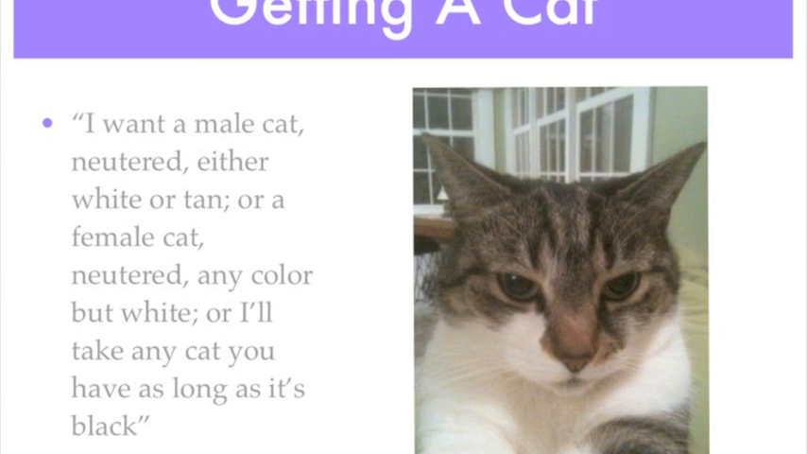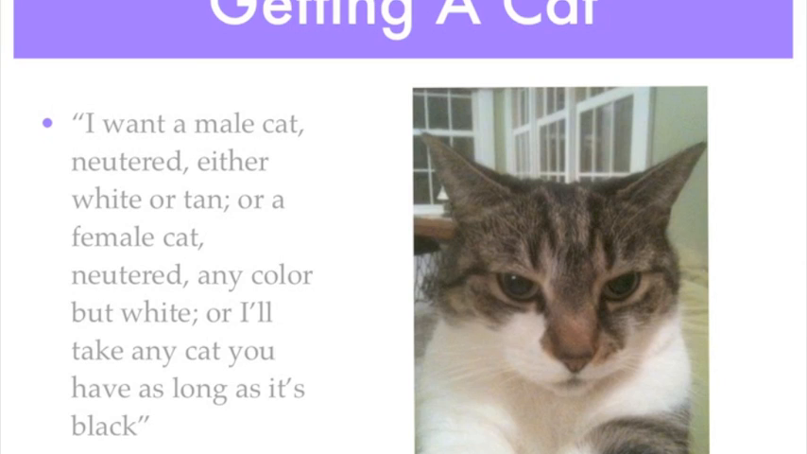I have a number of simple conditions. I want a male cat. I want a neutered cat. I want a cat that's white or tan. But I want all three of those in one cat. A male cat, a neutered cat, either white or tan. So I have these simple conditions that I'm putting together to form a larger, more complex condition.